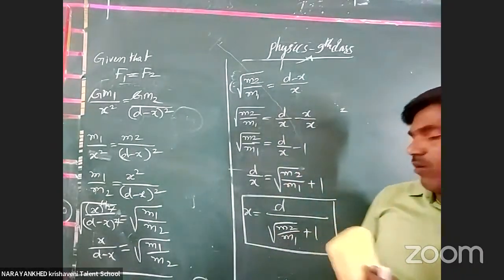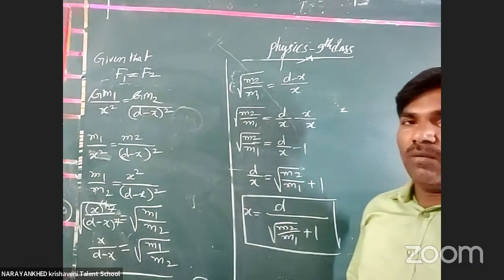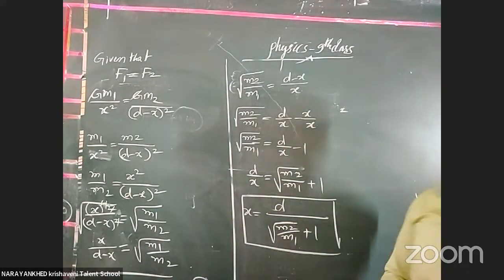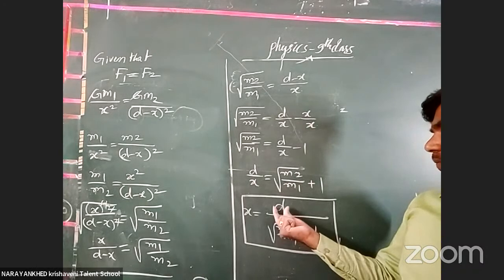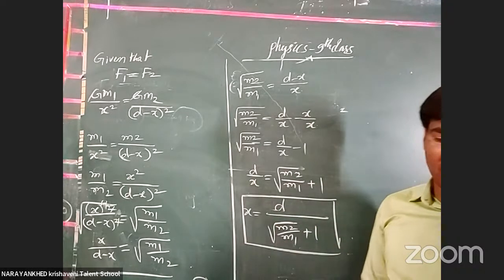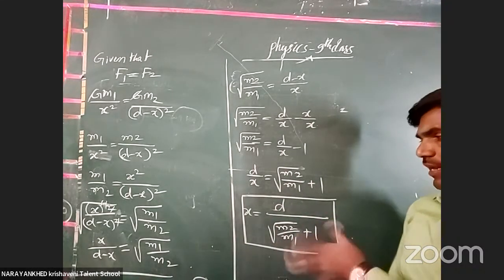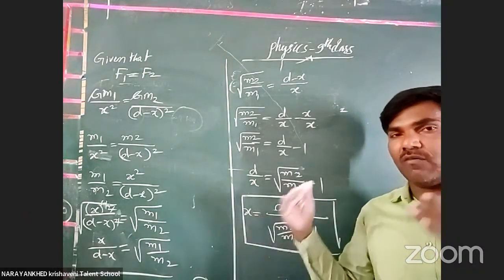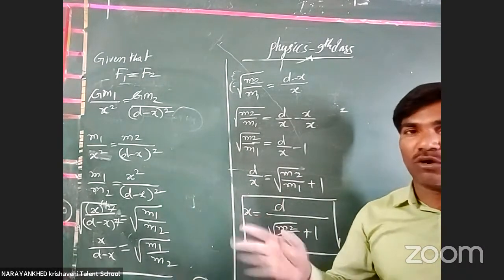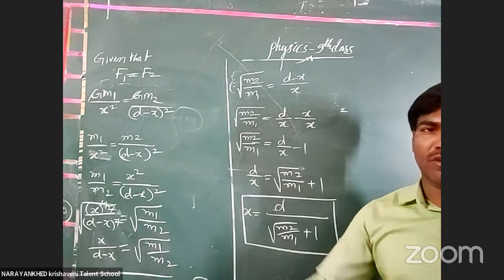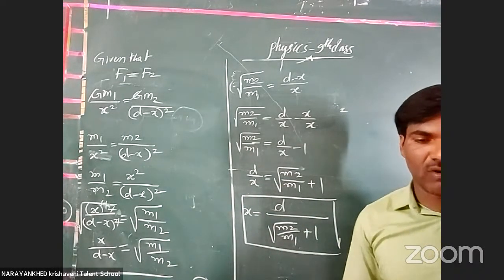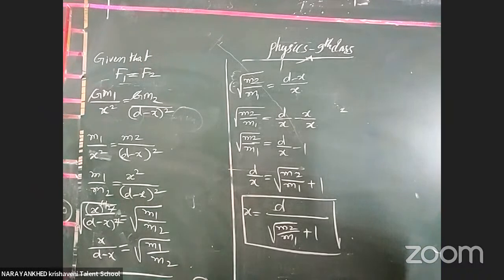It is used as a formula also. Sometimes we apply this value directly, for formula purposes, to get the distance between them, for the gravitational force of three bodies where the net force becomes zero. Okay, got it? I hope you got it here.